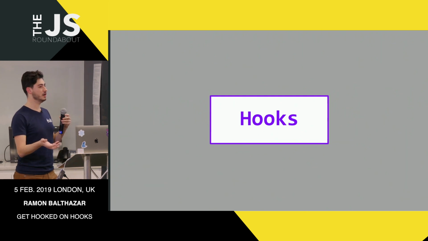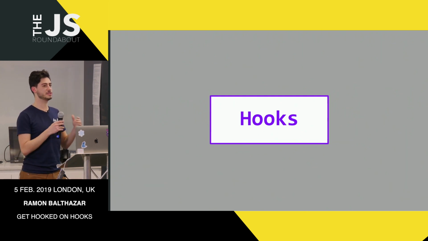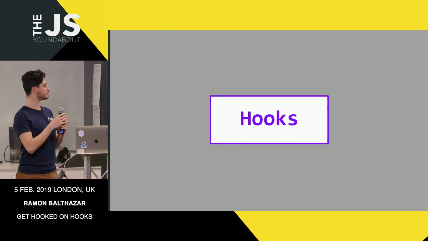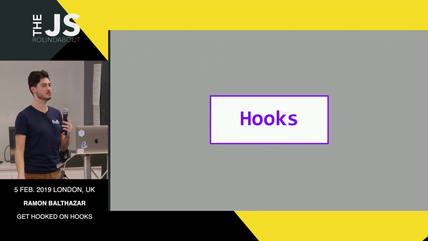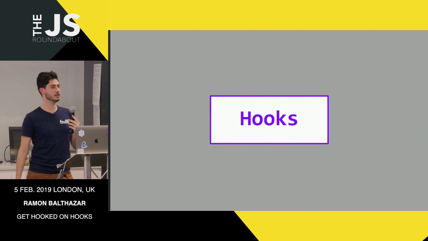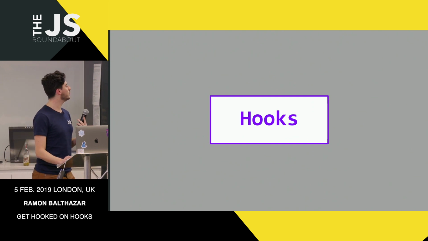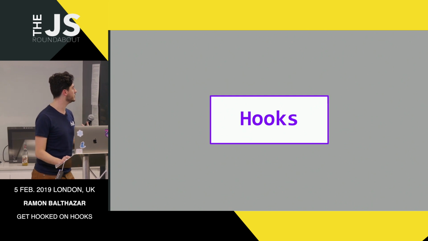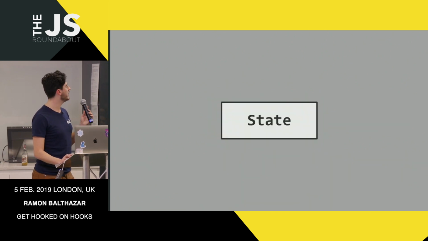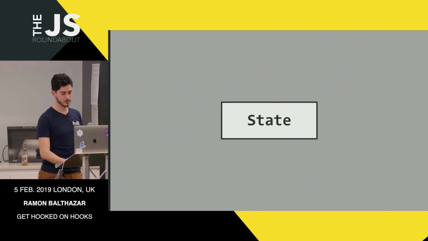So hooks are basically functions that you call inside your functional components, and they give you access to functionalities that were only previously available inside classes. To demonstrate it to you, I'll do some live coding, and I'm going to show you how we replace state in a class component with code.